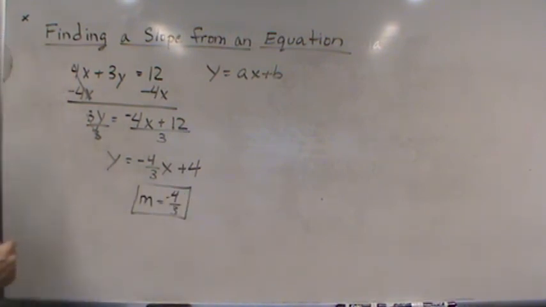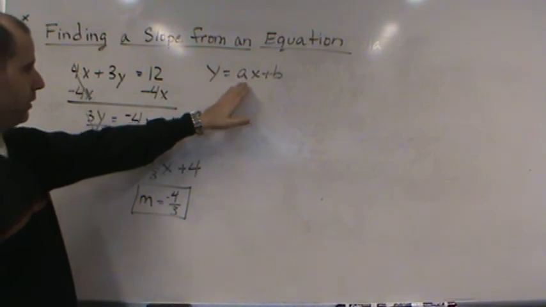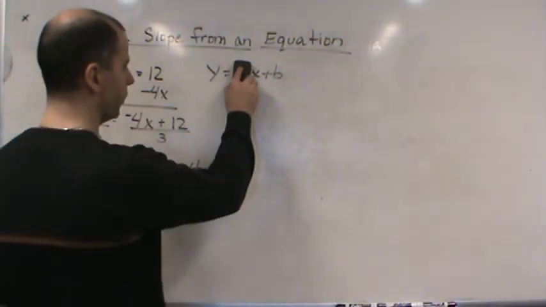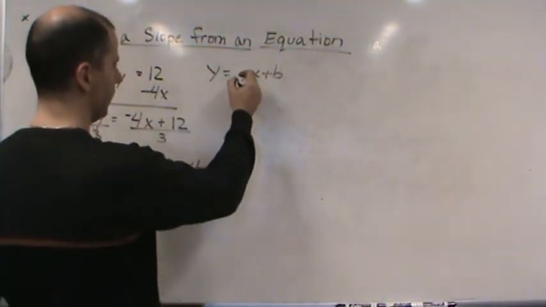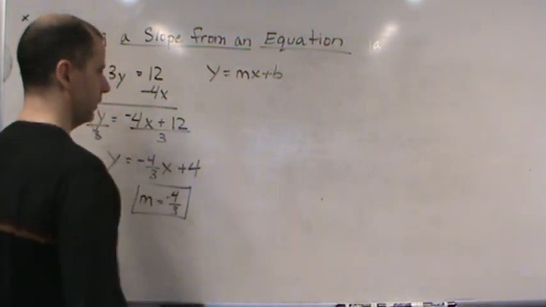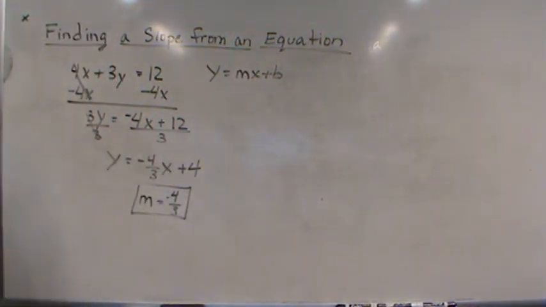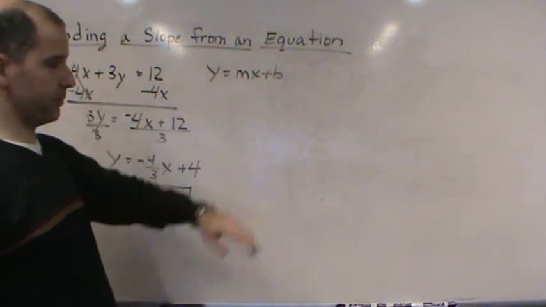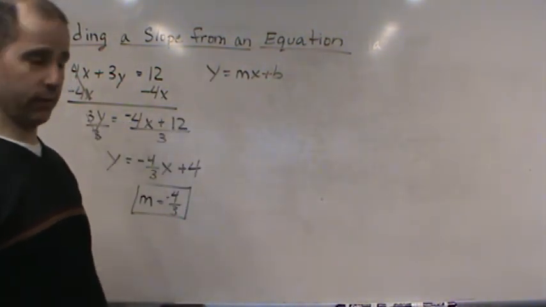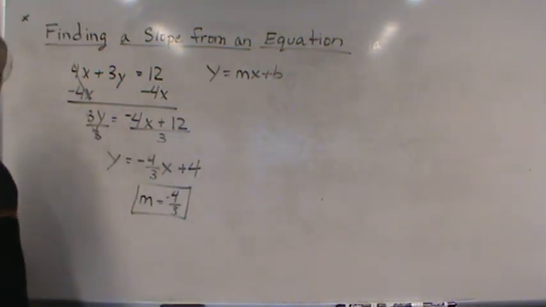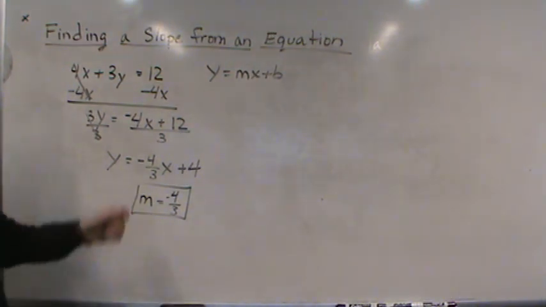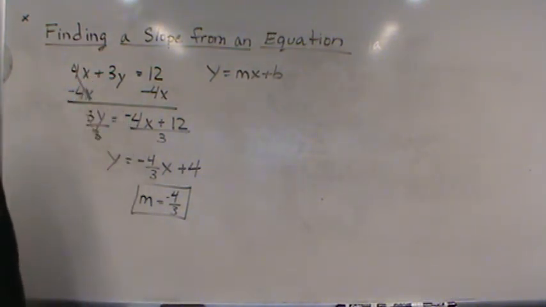And I'm done. And so that's how you do it. Anytime you have something in standard form, you can find the slope by just putting it into this form. And from now on, instead of ax plus b, we can say mx plus b. And so this is the slope-intercept form of the equation of a line. And so that's how you find the slope from an equation. And that's it.